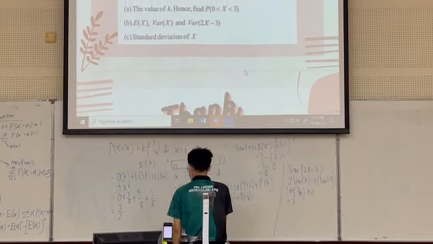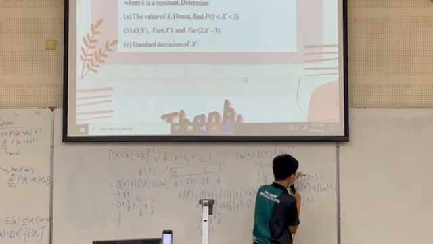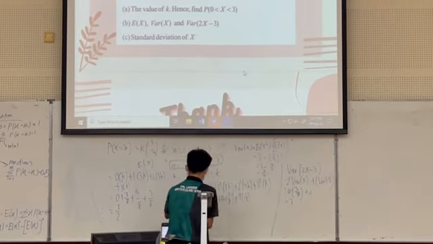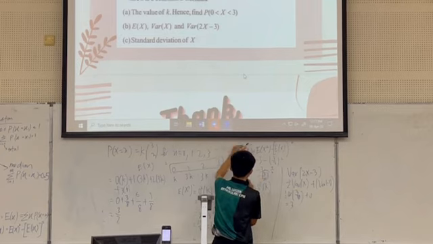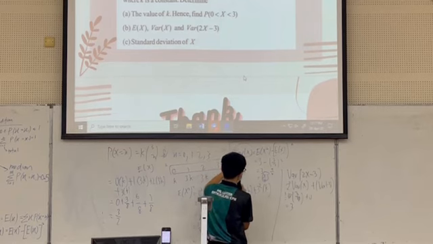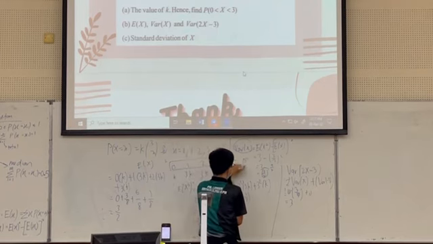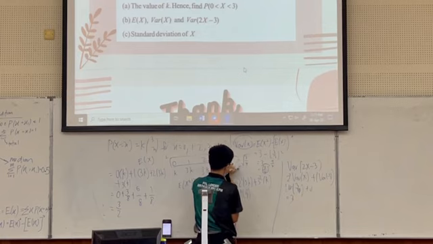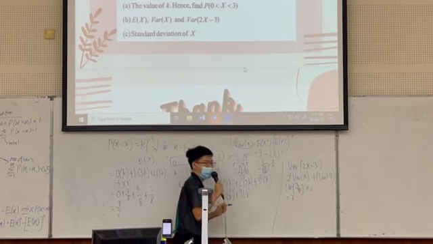So finally, we want to find the standard deviation. What is the standard deviation? Standard deviation means this variance, where is my variance? And this variance, you just simply square root. So just simply square root 3 over 4 is equal to root 3 over 2. That's my answer. So we finish.